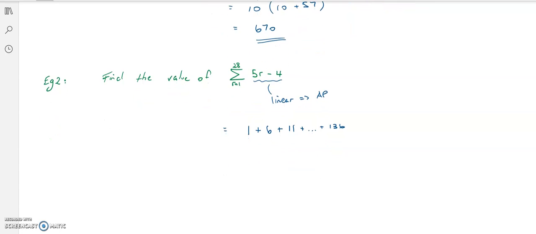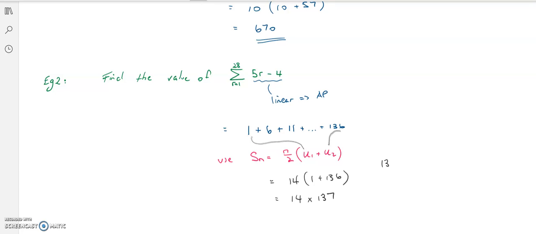Now, because we have our last term, we're going to use the sum to n terms equals n over 2 times (u1 plus un), because my u1 is right there and my un is right there. And I know what n is. n's 28. I've got everything I need to answer this question. So I'm just going to put in here 28 over 2, which is 14, by 1 plus 136. So 14 times 137.